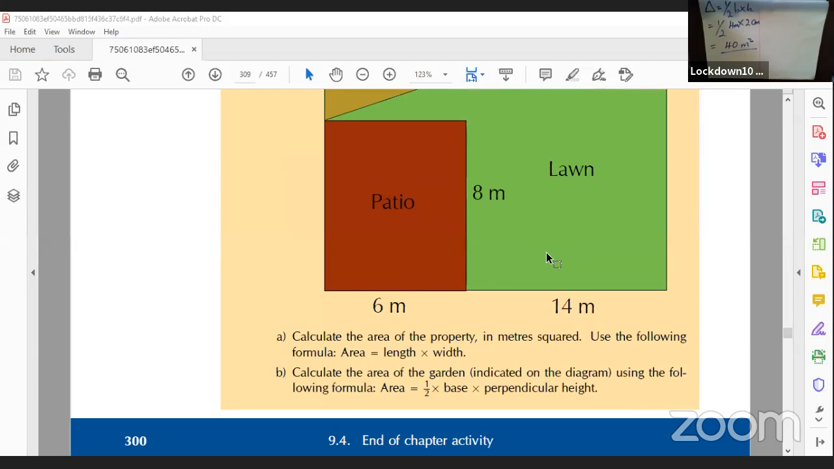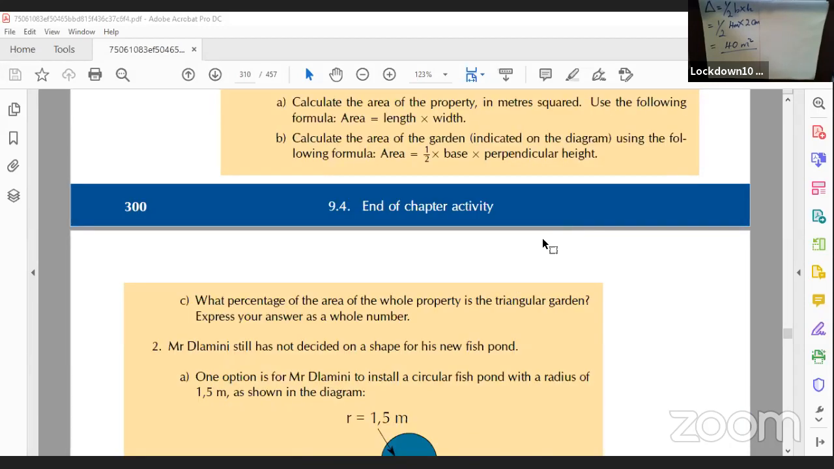So this is how you find the area of the garden. Let's look at part C. This was part B. Part C is saying, calculate the area of the property in meters squared. We did that. What percentage of the area of the whole property is the triangle garden? Express your answer as a whole number.